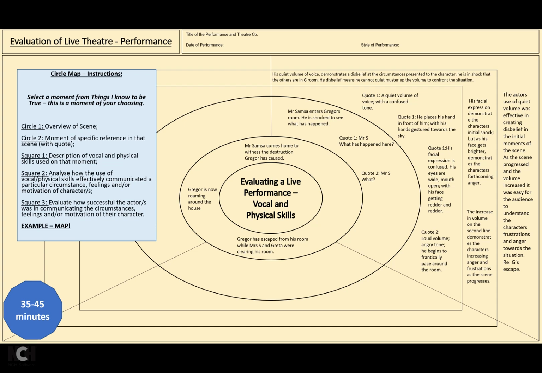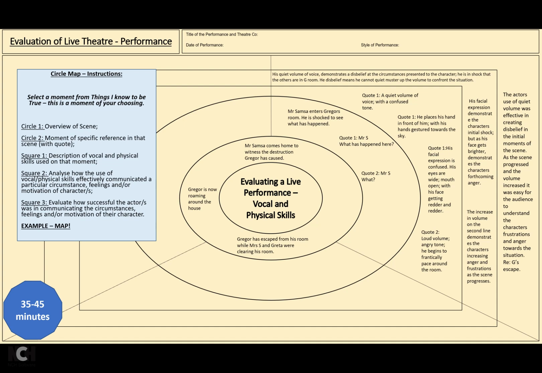So again, for quote 1, I've got a quiet volume with a confused tone. With quote 1, he placed his hands in front of him with his hand gestured towards the sky. So again, I'm using correct terminology. I'm really describing those moments, and I'm using appropriate subject terminology to do that. So I've got that in Square 1.